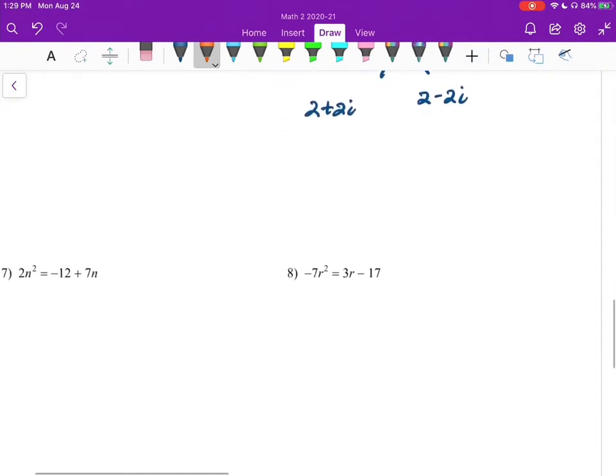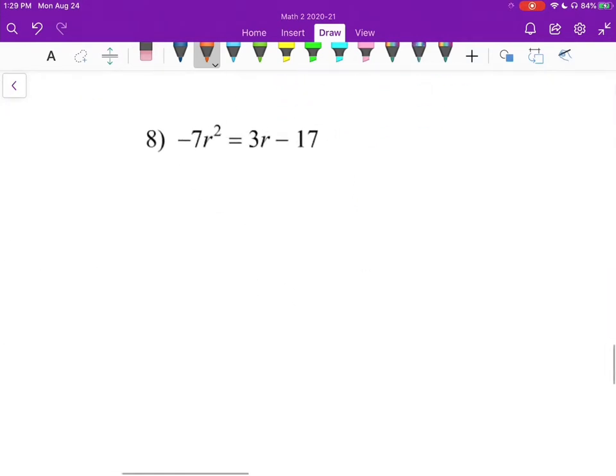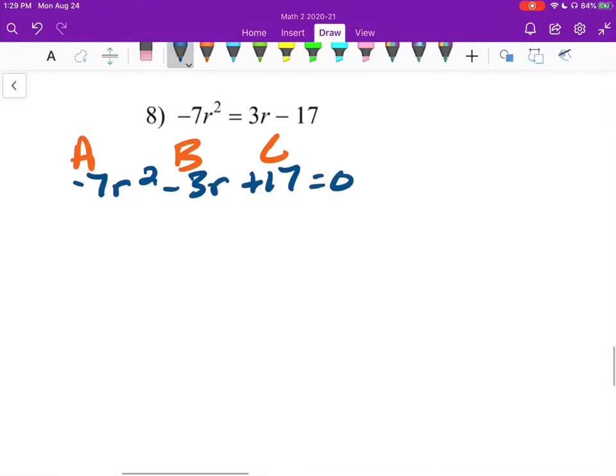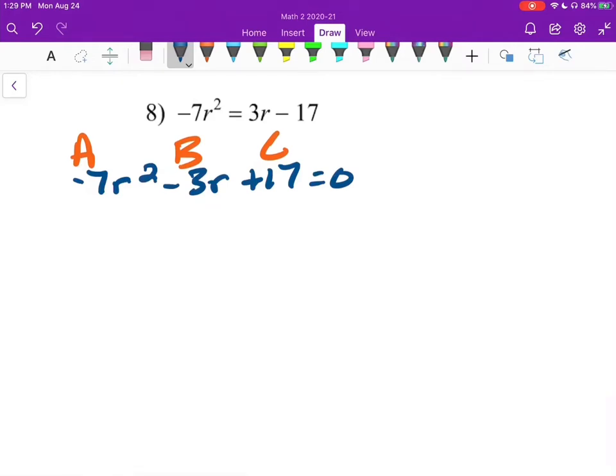All right, let's go straight down to number 8. Number 8, we'll put everything on the left. Negative 7r squared minus 3r plus 17 equals 0. Now, just as a note, you could have put that 7r squared on the right, and your a would be positive and everything would be flipped signs. Your ending answer would be the same as mine. So if you want to do that and then follow along with mine, you're welcome to. I've just gotten in the habit of putting the 0 on the right. That's just a force of habit.